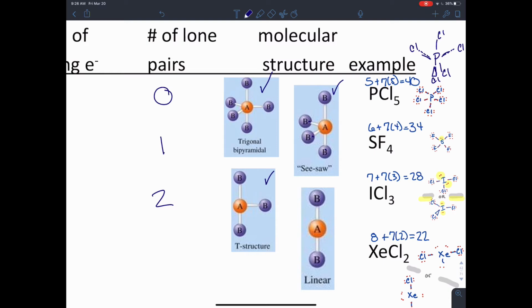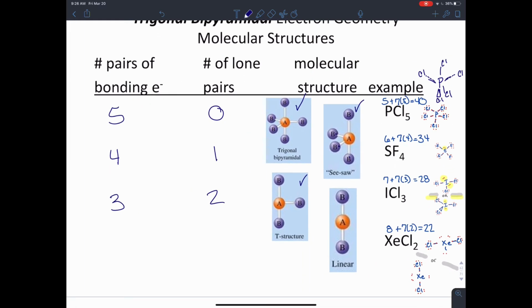And then finally, xenon, it has 2 chlorines around it, and I found out it actually has 3 non-bonding pairs of electrons because I drew the Lewis structure. And you can see 1, 2, 3 non-bonding pairs.